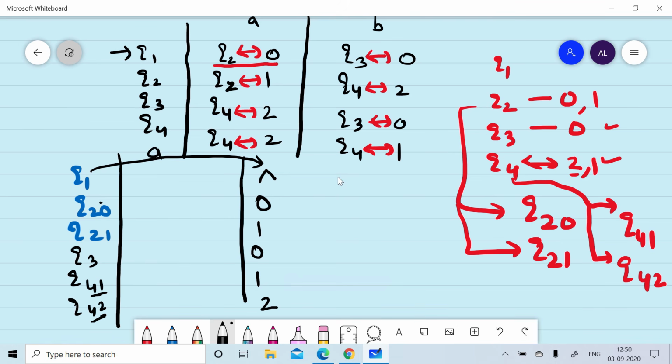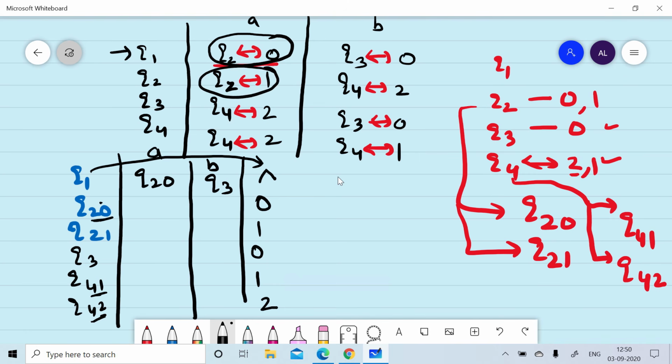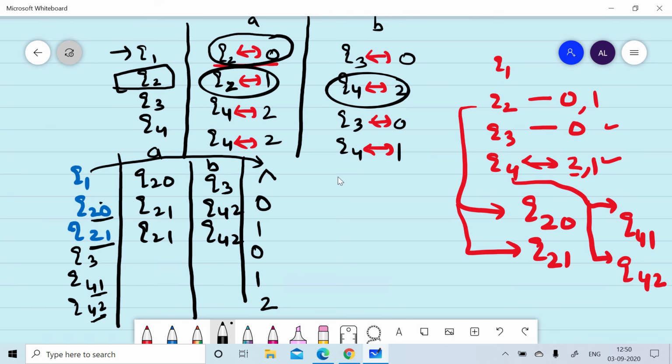So on reading a and on reading b, for Q1 we will observe these entries, that is Q2 0, so we will mention Q2 0. Under b it is Q3, so we will mention Q3 over here. For Q2 0 we will observe the Q2 row. Under a it is Q2 with 1 output, so we will mention Q2 1. Under b it is Q4 with 2 output, so we will mention Q4 2. Similarly for Q2 1 we will observe the Q2 row, so we will get the same entries. For Q3 we will observe under a it is Q4 with 2 output, so we will mention Q4 2.